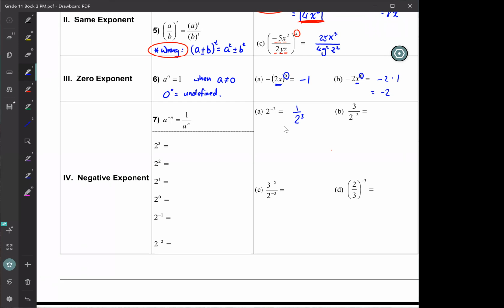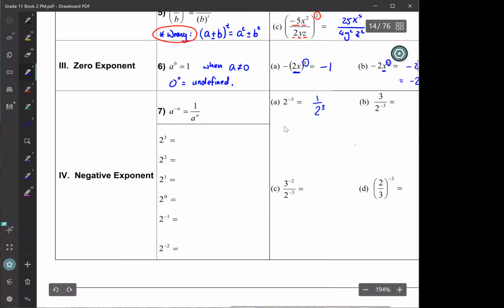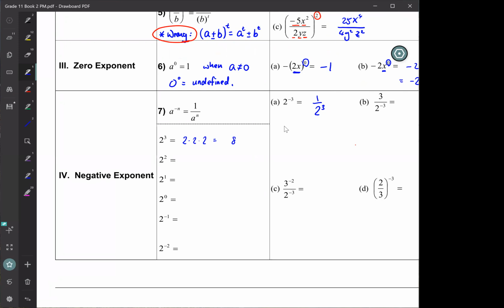So let's start with something that we already know. Look at the left side, we have 2 to the 3. It means 2 times 2 times 2, so that will give us an 8. And as we make the exponent go down, that means we are losing a 2 at a time. So instead of 3 2's, we would have 2 2's multiplied. So that will give us a 4.